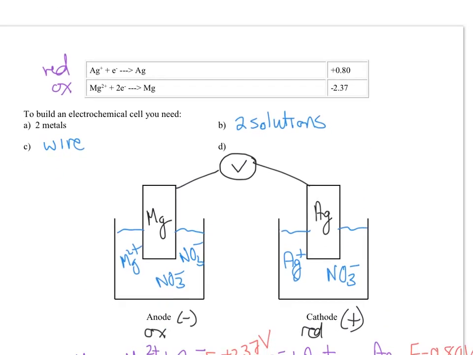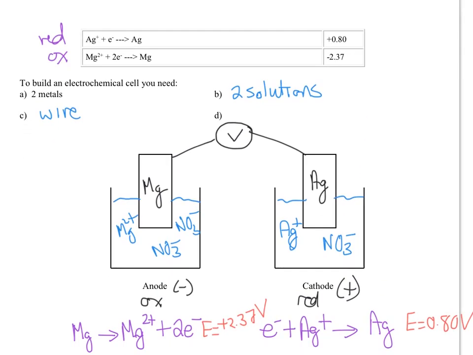So again, you just use what's on your table here. If it's reduction, you write the reaction as is, and you write the voltage as is. If it's oxidation, you flip the reaction, and you also flip the voltage, or the potential. So what does all this mean?